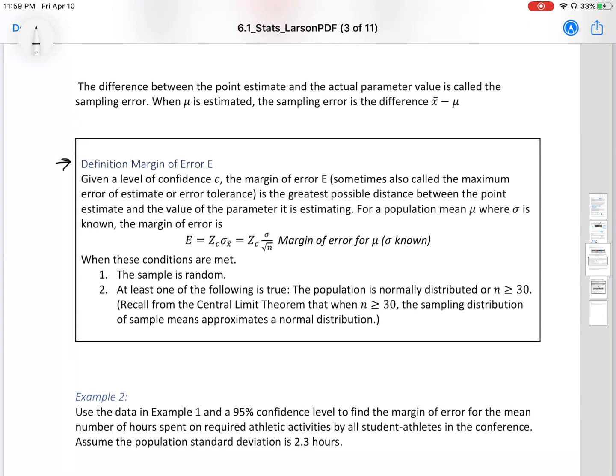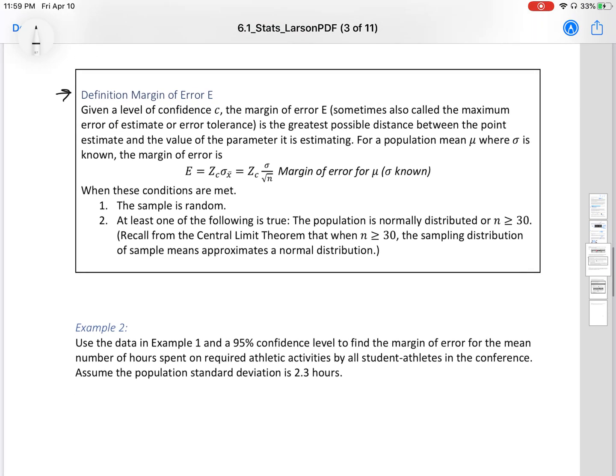Definition of margin of error. Given a level of confidence c, the margin of error E, sometimes also called the maximum error of estimate or error tolerance, is the largest possible distance between the point estimate and the value of the parameter it is estimating. For a population mean mu, where sigma is known, the margin of error E is equal to Zc times sigma over the square root of n. That is the margin of error for mu when our standard deviation for our population is known.